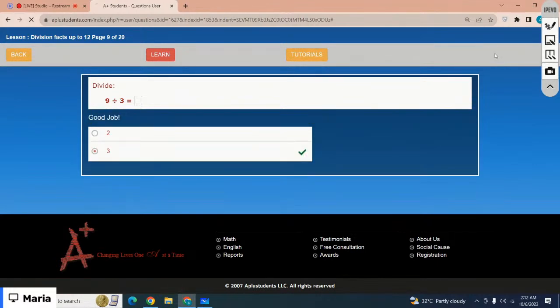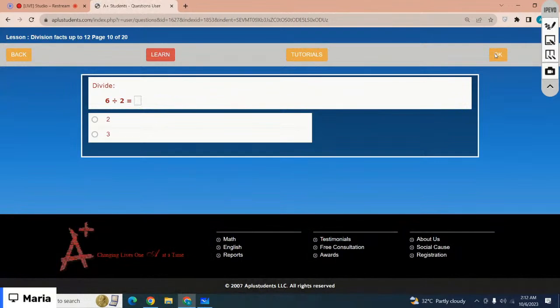I think you're lagging. The next one is 6 divided by 2. 2 times what number is 6? 2 times 4 is 6. 2 times 3 is 6. Very good. The correct option is 3.